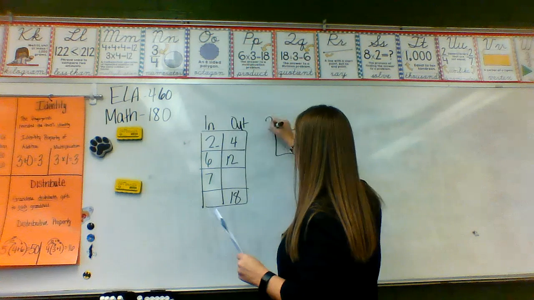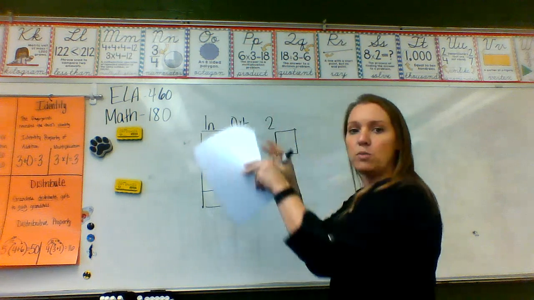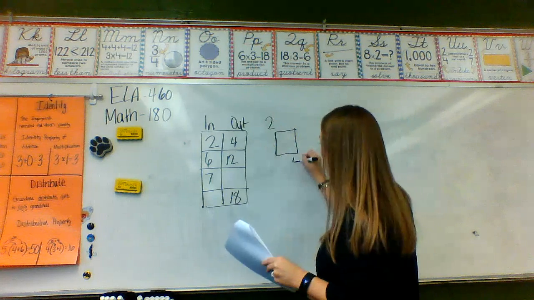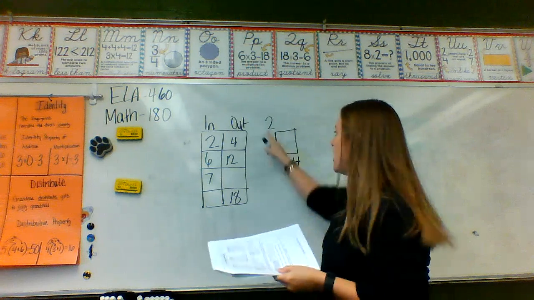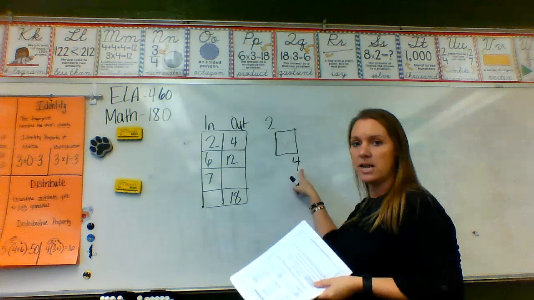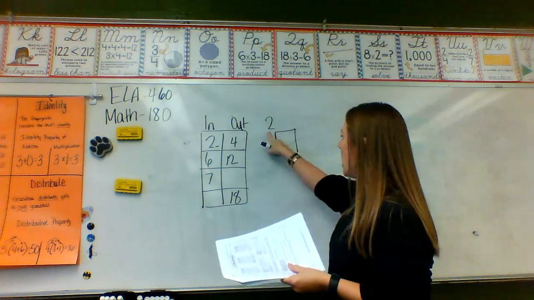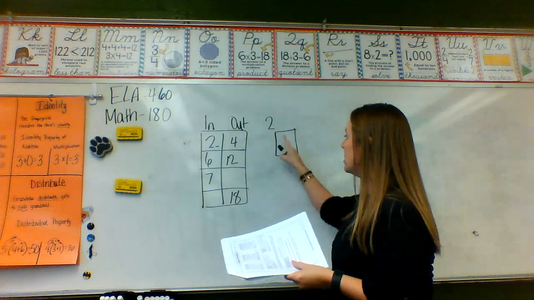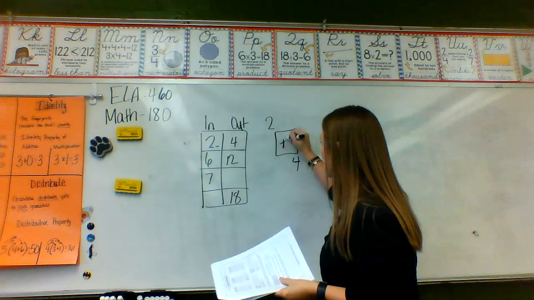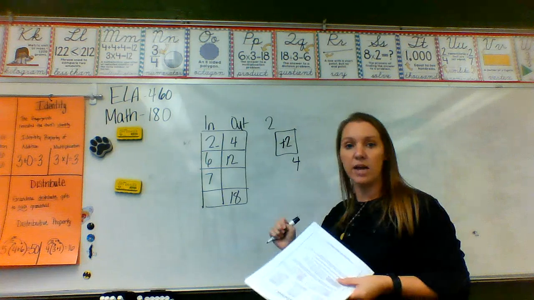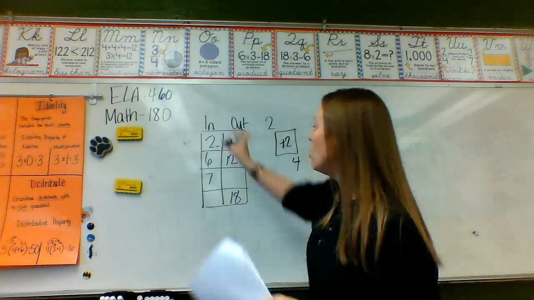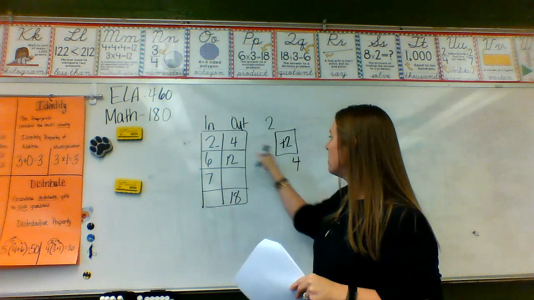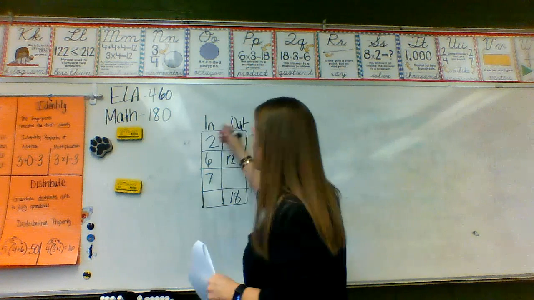I put 2 into my box, and bloop, bloop, bloop, and 4 comes out. Well, I need to know, what did I do to make this turn into this? Well, I know that 2 plus 2 is 4. So I need to see if that is correct. And the rule has to be the same for every single one of these.